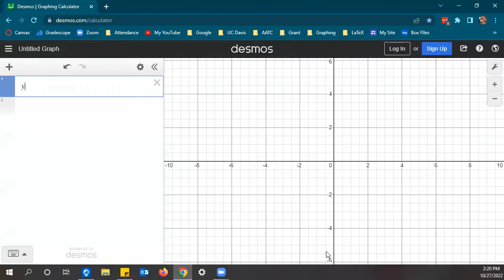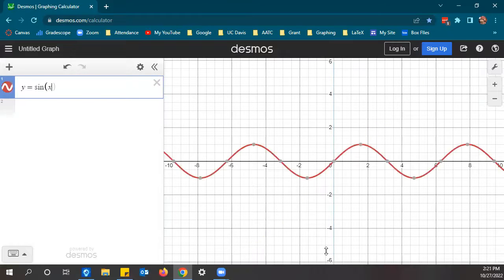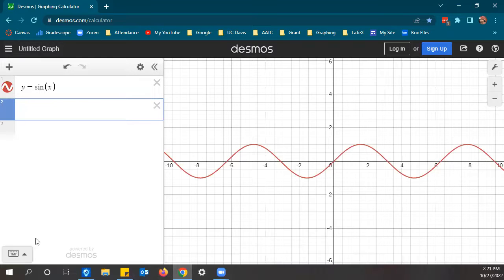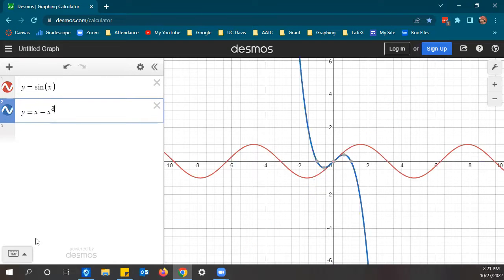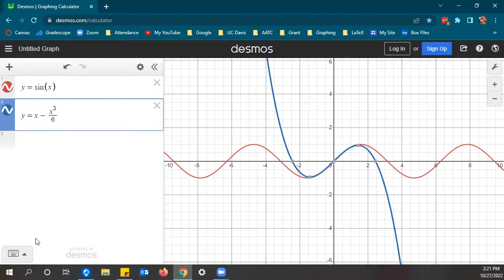So here's good old sine of x. And now you might not think my Taylor polynomial is so good, but just wait a minute. First of all, the thing we started with was just x. Not a very good approximation of sine of x so far. So let's make it a little bit better. Let's put on the next term, and we're going to subtract x to the third divided by 3 factorial, which is equal to 6.